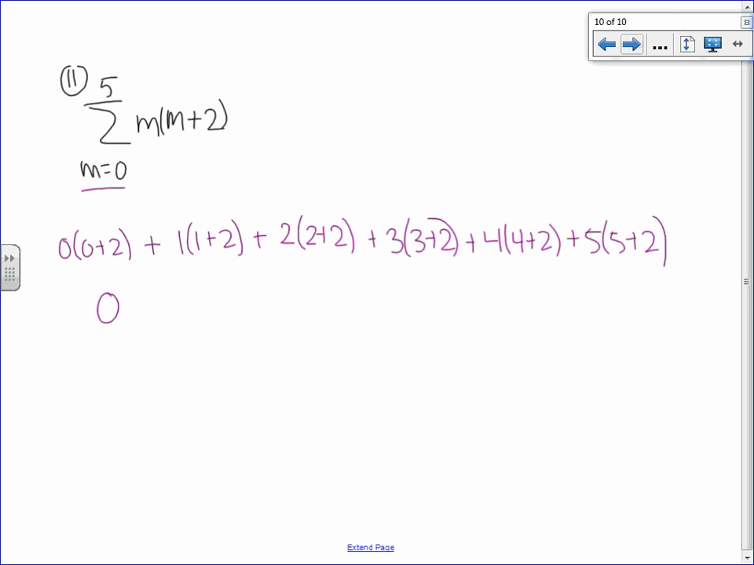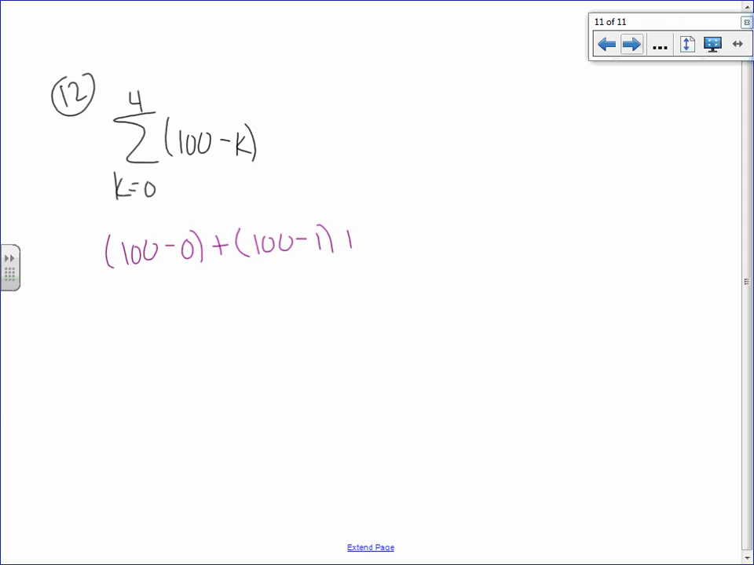Alright, 0 times anything is 0. This is, I'll write it in a different color. 1 times 3, which is 3. This is 2. 2 plus 2 is 4, so 2 times 4 gives me 8. This is 3 times 3 plus 2, which is 5. 3 times 5 gives me 15. This is 4. 4 plus 2 is 6. 4 times 6 is 24. And then this is 5 times 5 plus 2, which is 7. 5 times 7 is 35. And you leave it like that.